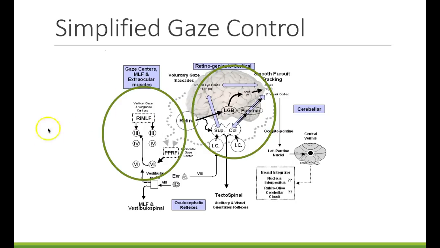So here's our diagram of the visual gaze control. It's very complicated, with inputs from the cerebellum, from the brainstem, from the vestibular nuclei, and with the final output being the extraocular muscles. Today we're going to talk mostly about the gaze centers as well as the cerebral control of vision.